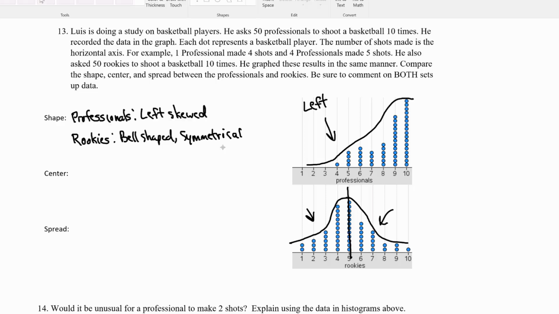Now let's take a look at the center. And I'm going to start with professionals. The center of professionals, well, one might think the center would be somewhere here because you have 4, 5, 6, and 7 over here. Or actually, maybe some people would say the center is 7 because it's literally the middle number. However, you want to write out all your data.